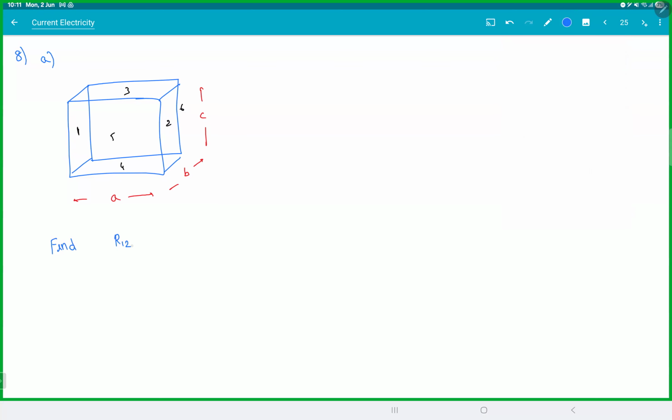So that is R12 is to R34. If the battery is between 3 and 4, find the resistance. 5 and 6, find the resistance. Get the ratio. So depending on how you connect the battery, you will get different resistances.